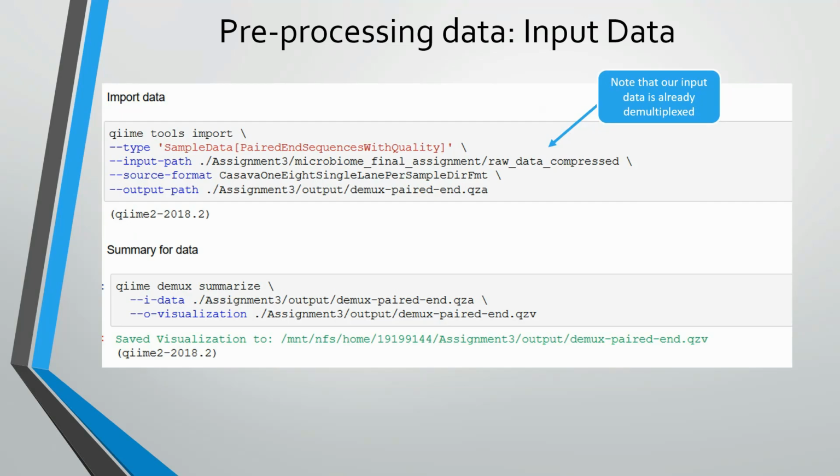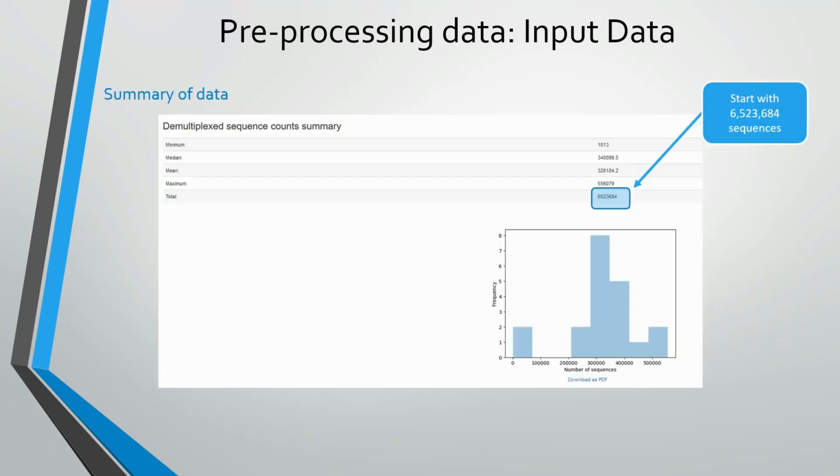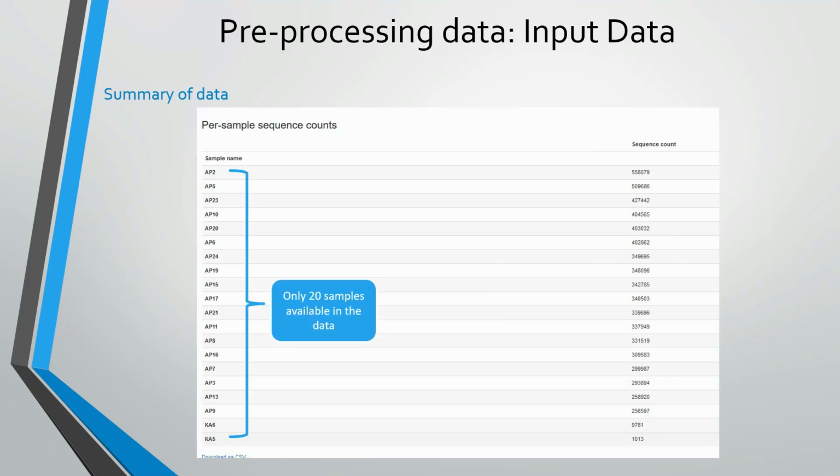So this is the code we use for the summary of data, and it will produce a .qza file and a .qzv file. So once you've run this command, you want to drag and drop the .qzv file to the QIIME website, and you'll get a summary that looks like this. So note that we start with more than 6.5 million sequences in the data, and this is a sample level summary. Now note that because some of the samples were not able to produce data, we only end up with 20 samples in our data, so our analysis only has 20 samples.